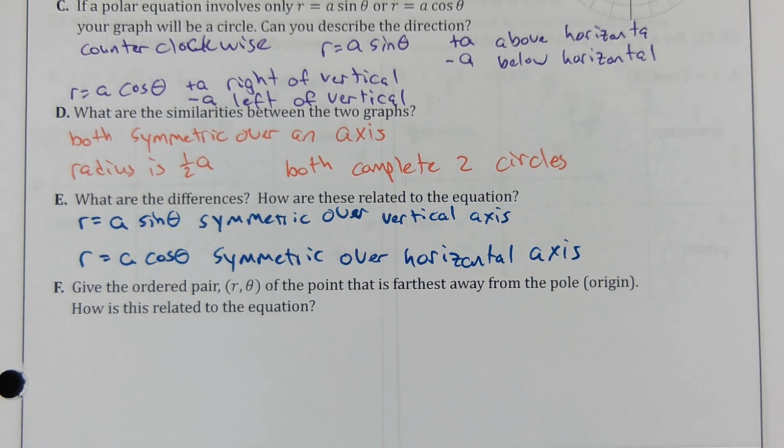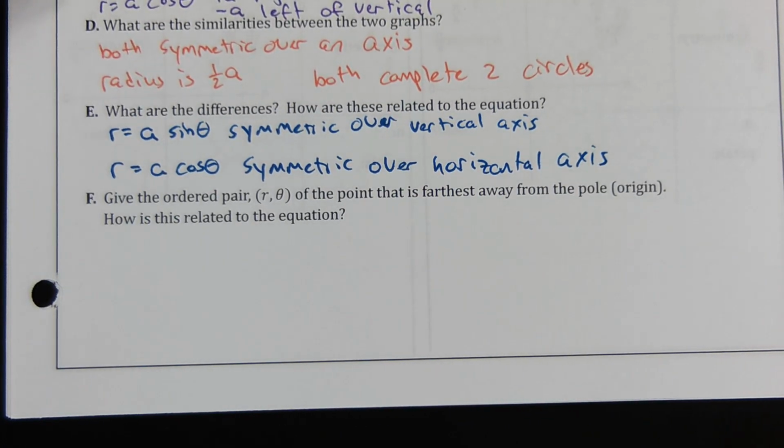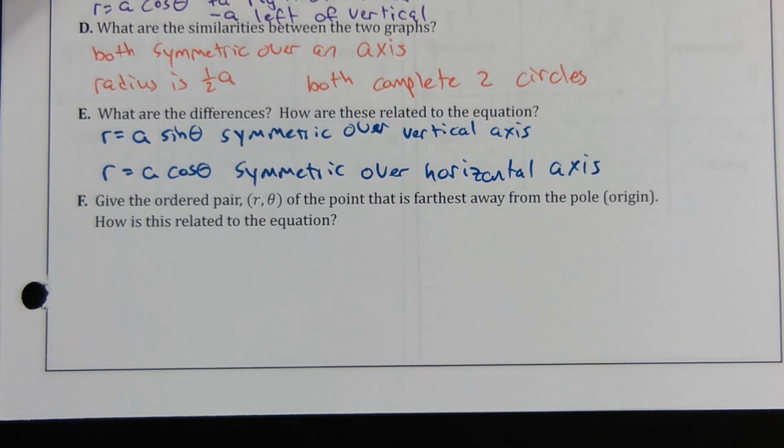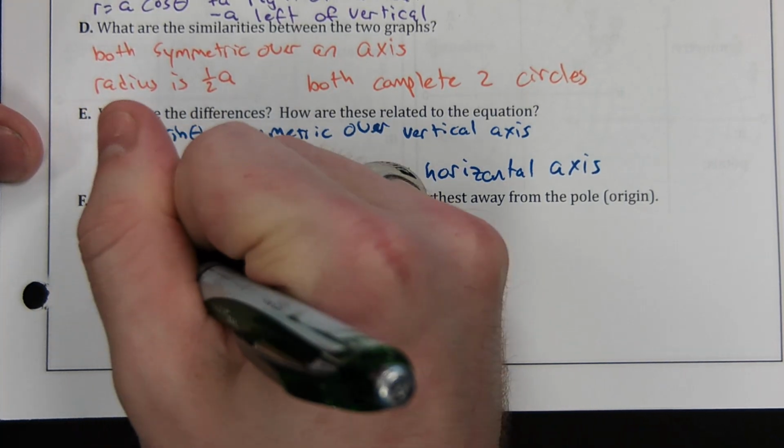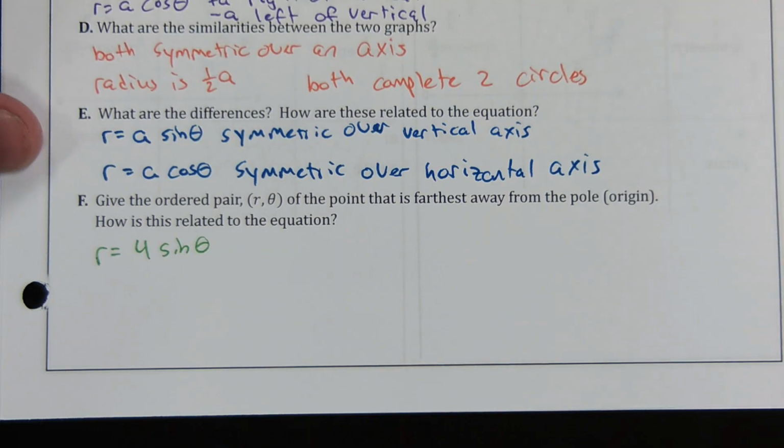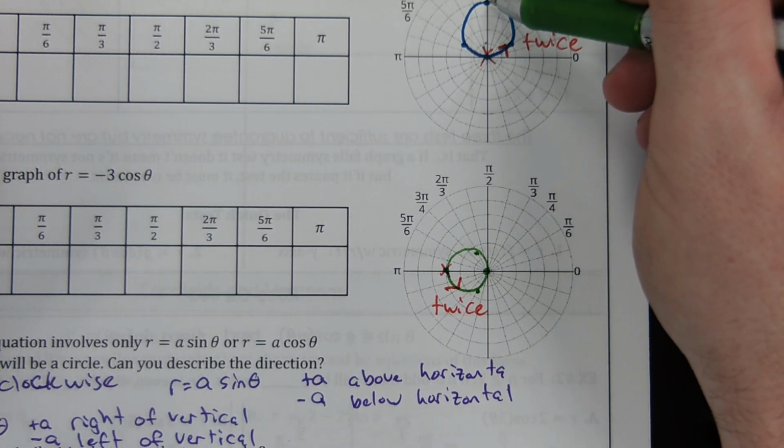It says, give the ordered pair r, theta of the point that is farthest away from the pole, or origin, and how is it related to the equation? I'm actually going to say, instead of how is it related to the equation, how is it related to the function. Not the polar equation. I'm going to talk about the rectangular function. For r equals, what color have I not written in on the sheet? Green. For r equals 4 sine theta, we were furthest away from the pole right here at 4 comma pi over 2.